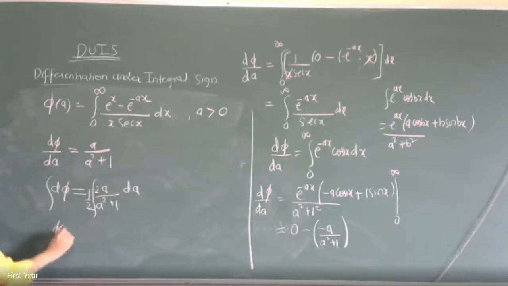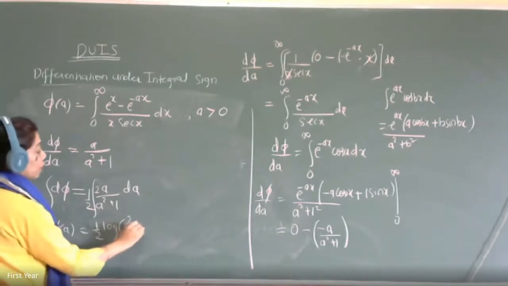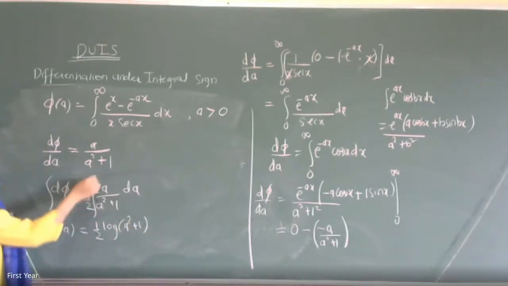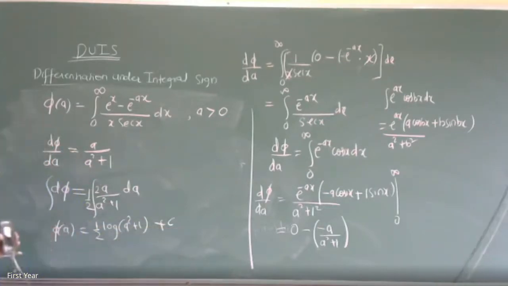Therefore, phi of a is equal to 1 by 2 log of a square plus 1. Now, note this is not definite integration. That's why plus c will come. You have to find the value of c. So how will you find the value of c? A is always greater than 0. Yes. So a is greater than 0.